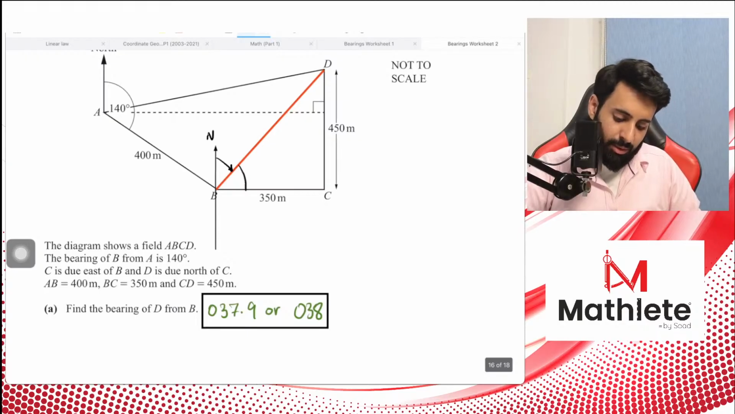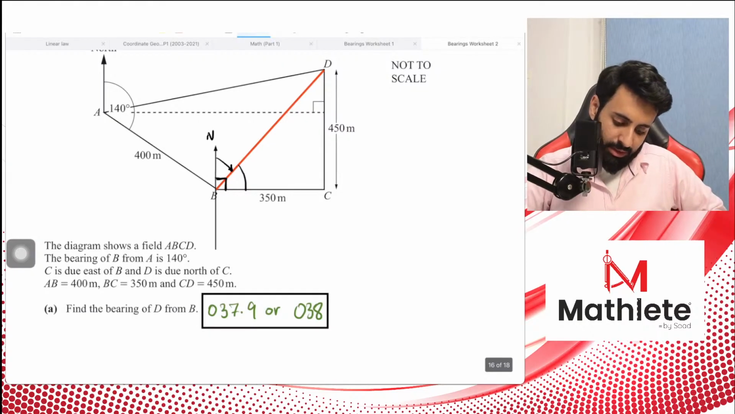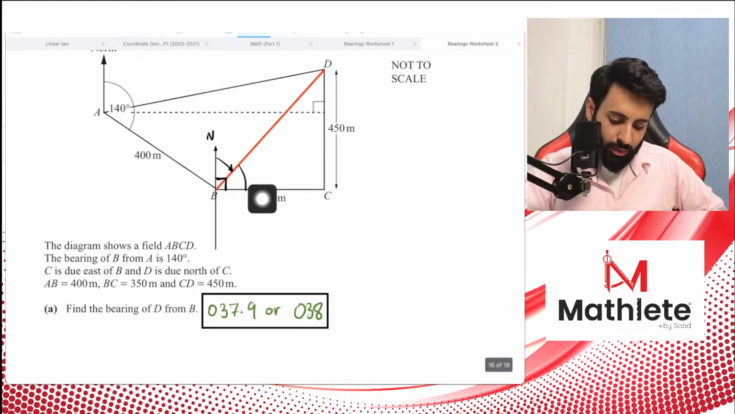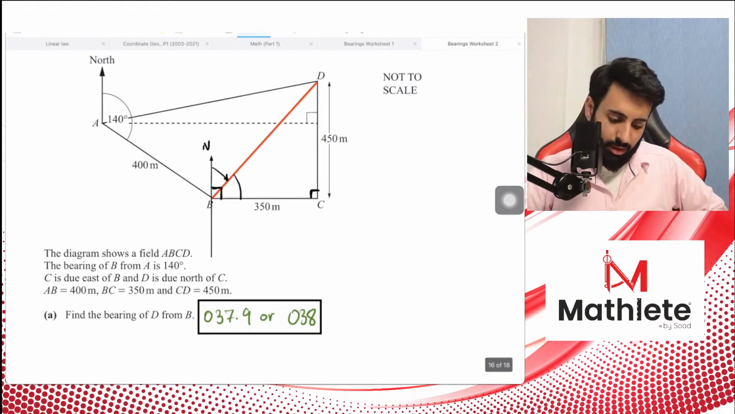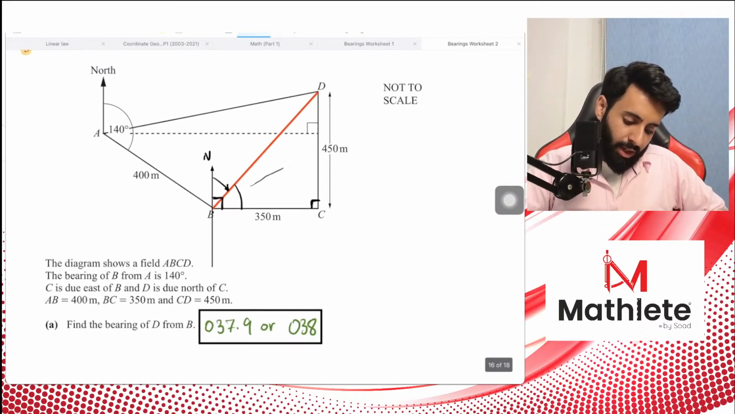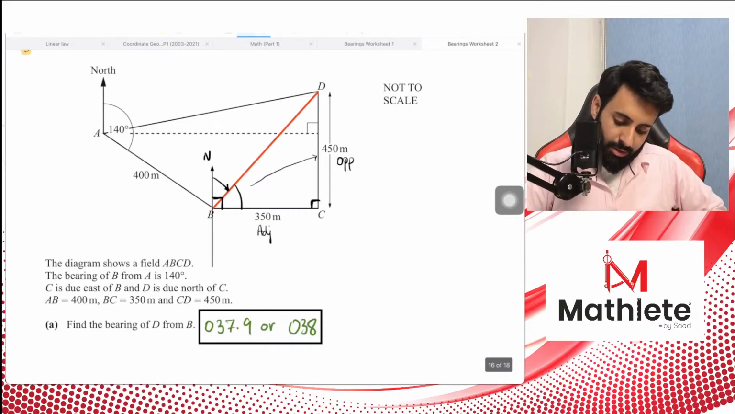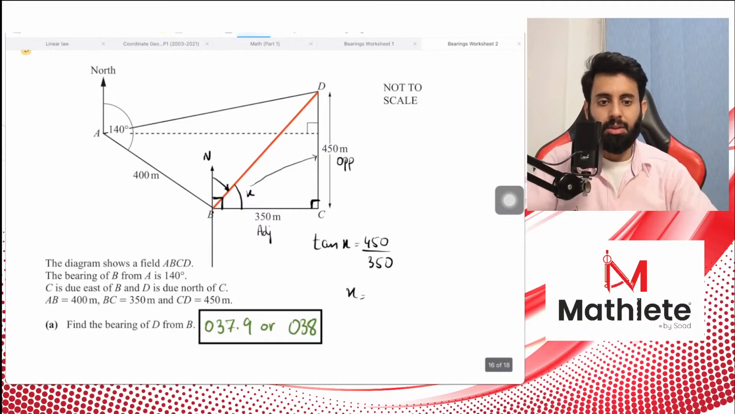Once we have this angle, then since we know very well that the entire angle is 90 degrees, we can subtract it from 90. So how do we find out this angle? Notice how the question said that D is due north of C and C is due east of B. That means this angle right here will also be a 90-degree angle. Now, what do we have? We have the opposite length, and what else do we have? We have the adjacent length. So what trigonometric ratio can we use over here? We can use tan. So let's call this x. So tan x equals 450 over 350. So let's see what x is equal to. Yep, tan ratio, that's correct.